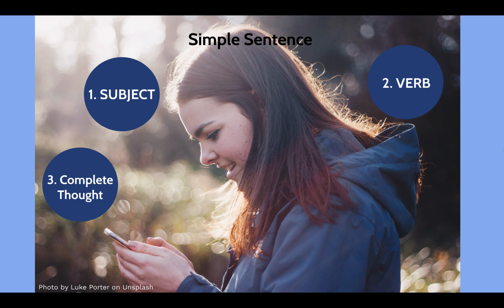There are different types of sentences that we can create, and today we're going to talk about the simple sentence. Such a sentence must include three elements: a subject, a verb, and a complete thought. So let's unpack that. Let's see what that means.